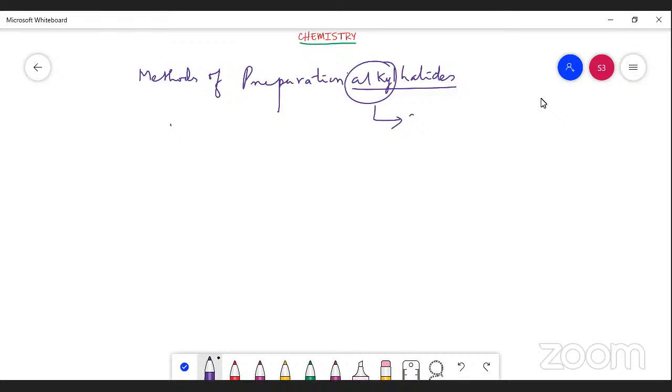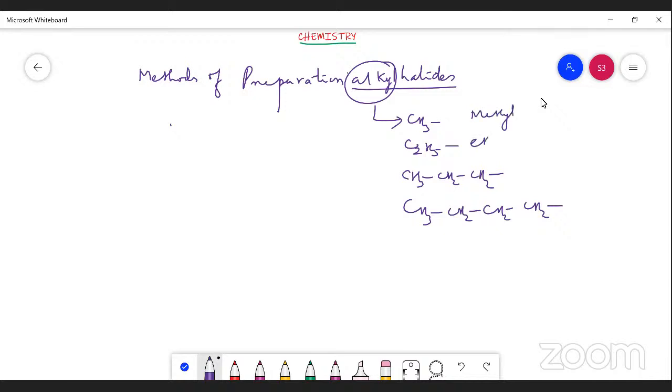Alkyl groups. This is methyl. This is ethyl. This is propyl, CH3 CH2 CH2. This is butyl. You understand, right? One carbon is methyl, two carbon is ethyl, three carbon is propyl, and four carbon is butyl.